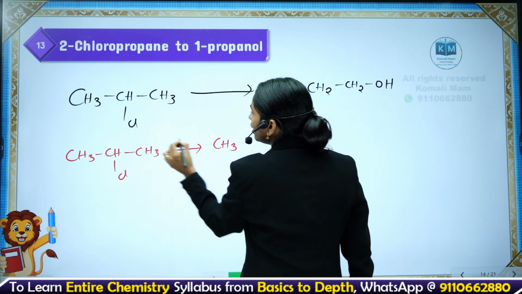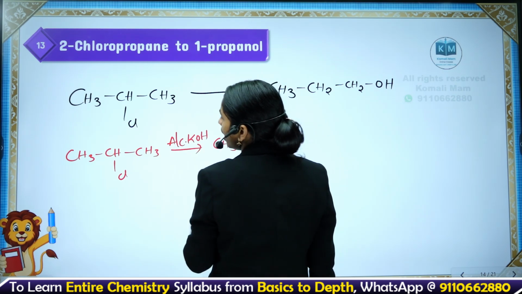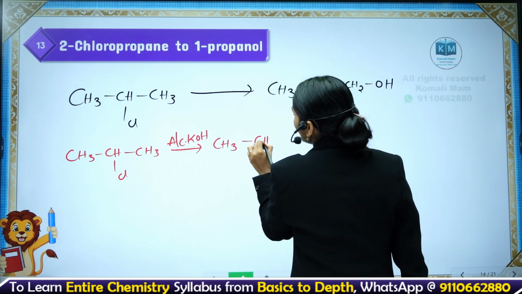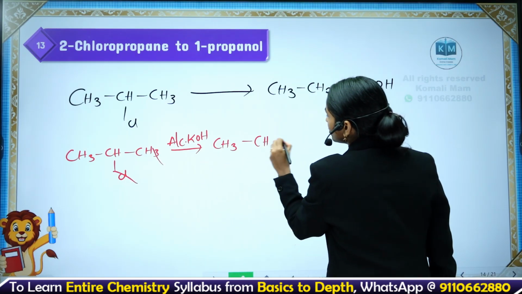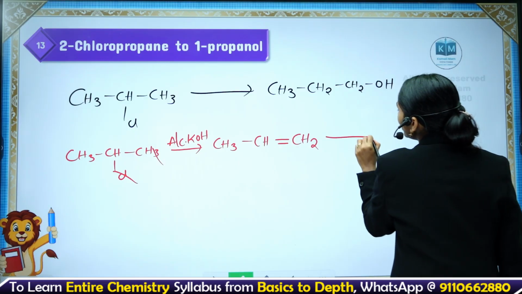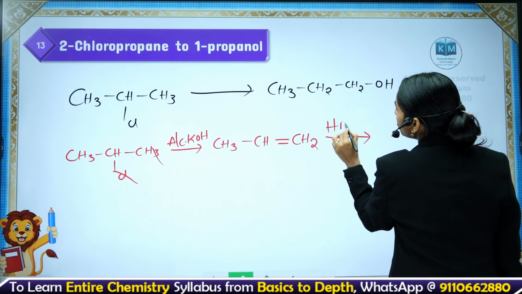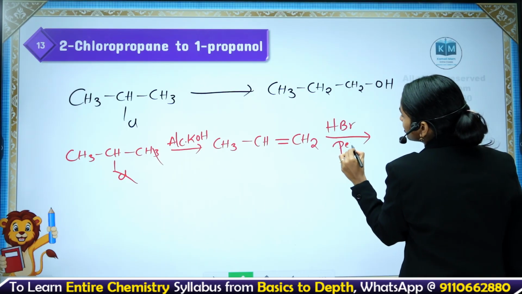See here, I will use alcoholic KOH, which means KOH in ethanol. Then what will happen? One Cl and one H go out, and you will get propene. Then how can you convert propene into propanol? This step we have already done. What to do? HBr in the presence of peroxides.